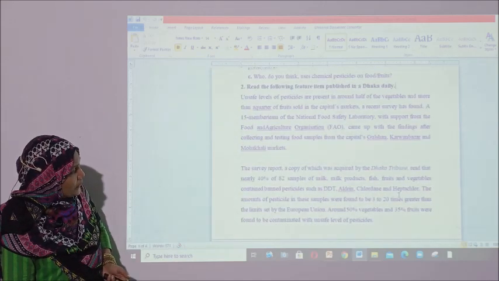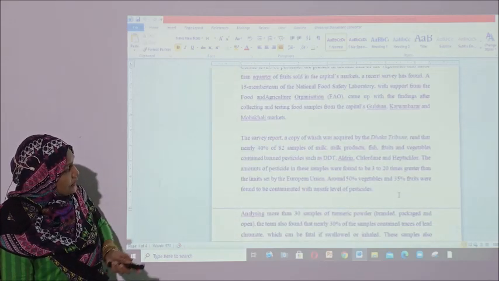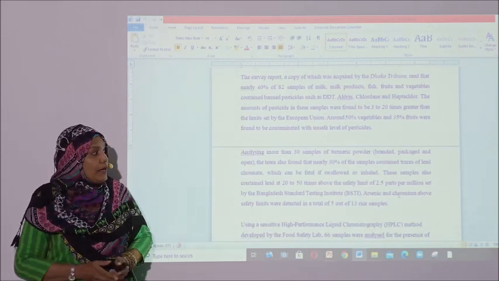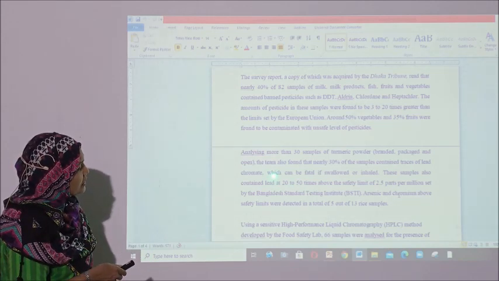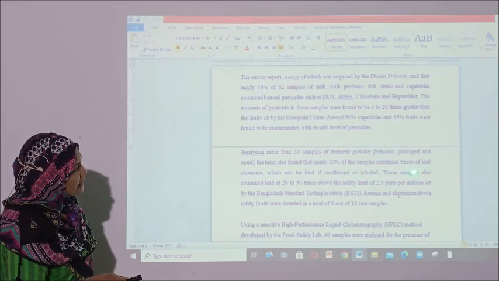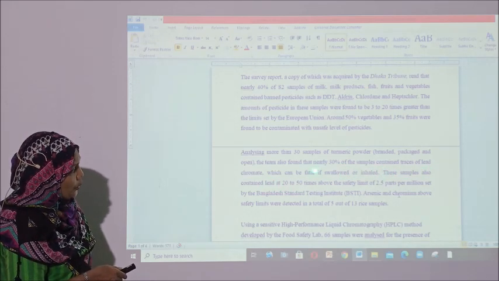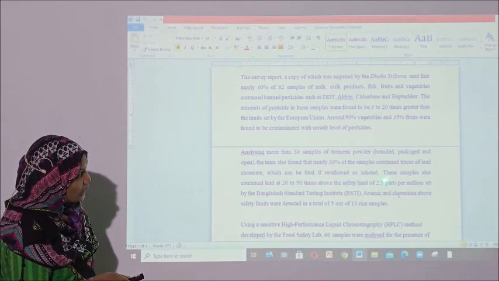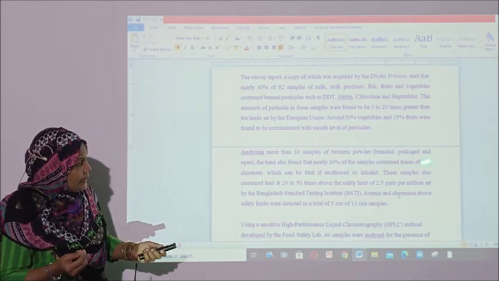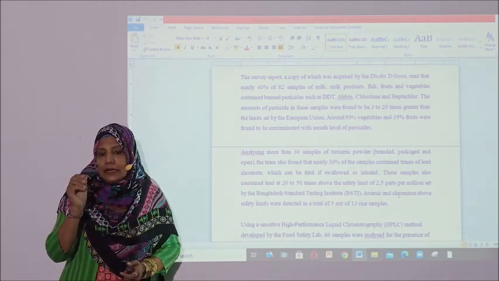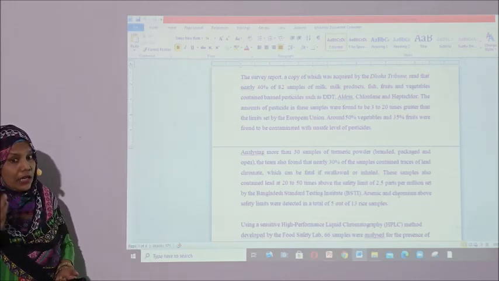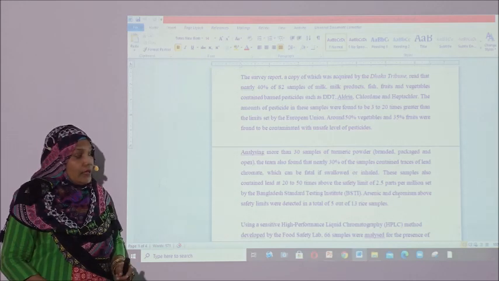Then the survey report: we'll see the 40% in 82 samples. Then analyzing more than 30 samples of turmeric powder, the branded package, and when it is opened, the team also found that nearly 30% of the samples contain traces of lead chromate, which can be fatal if swallowed or inhaled. You know, these items are really lead chromate, a lubricant of lead. So it could be harmful, and it is really harmful for our health.